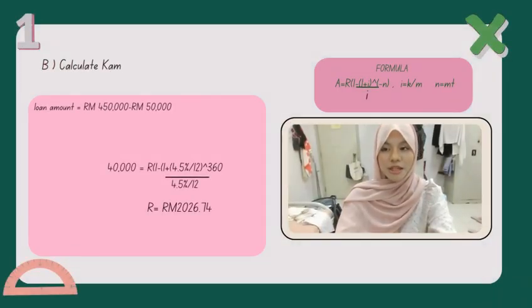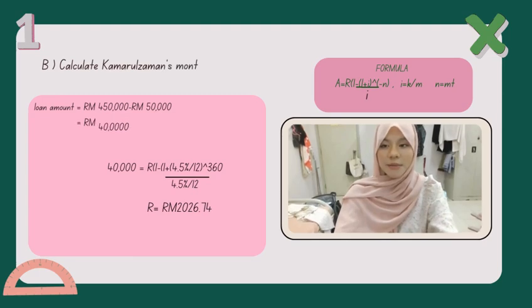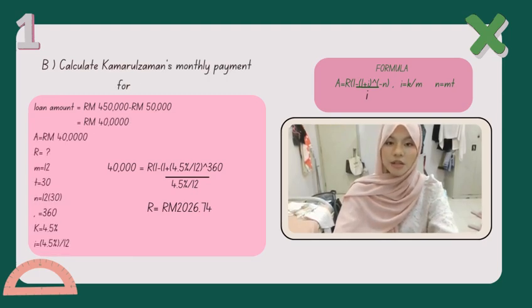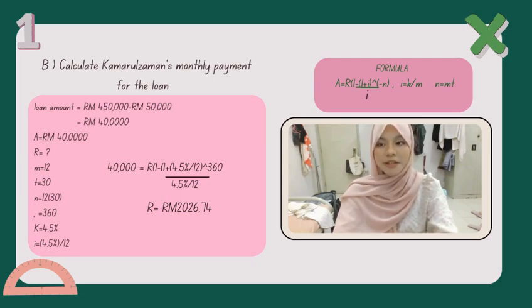Next, for question B, we must calculate Kamar Zaman's monthly payment for the loan. For this question, we'll be using the present value of annuity formula. So the formula is A equals R, open the bracket, 1 minus, open the bracket, 1 plus i, close the bracket with the power of negative n, and then over i, and then close the bracket. So i is equal to k over m and n is equal to mt.